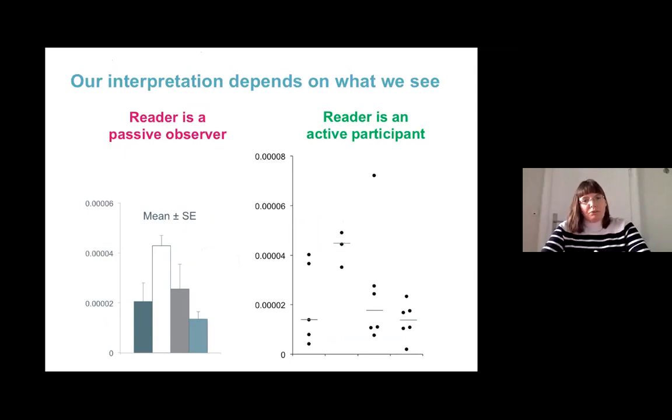So what do I want you to remember from this? Well, that our interpretation depends on what we see. When we see a bar graph, the reader becomes a passive observer. So I can see that maybe the second group looks a little bit higher than the other groups. There's some overlap. Maybe this is an inference I'm interested in. Maybe it isn't. But when I see the dot plot, I immediately notice that the sample sizes are very small.